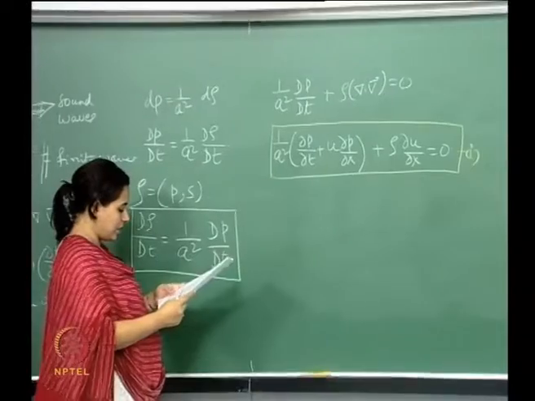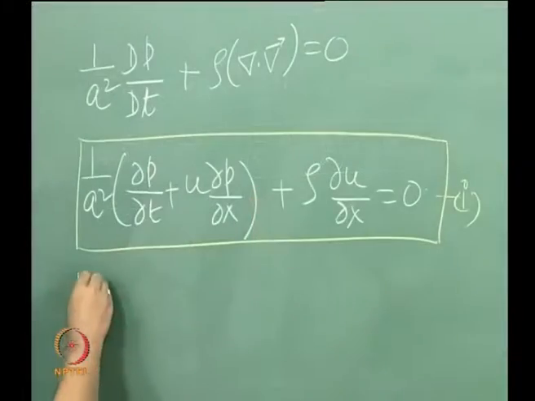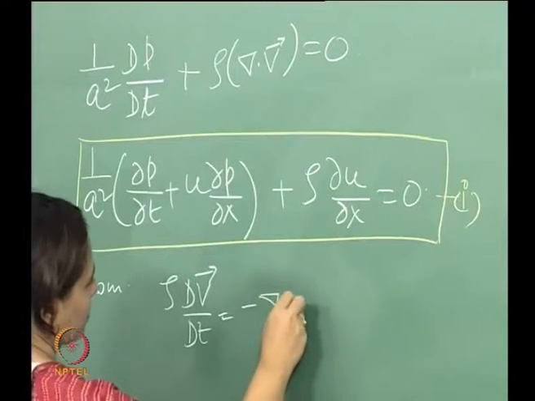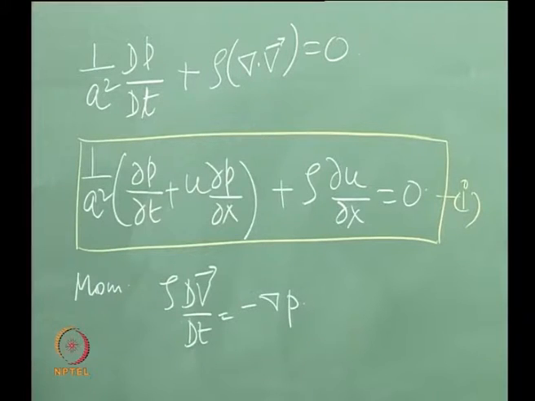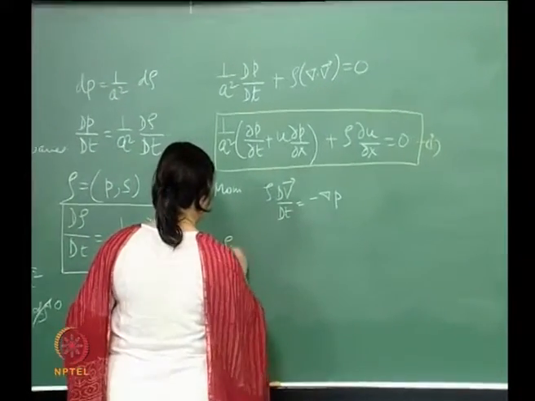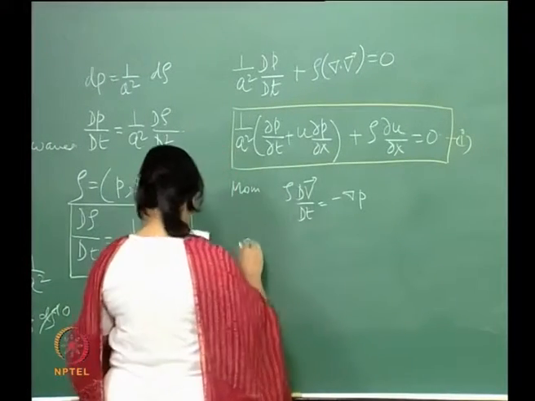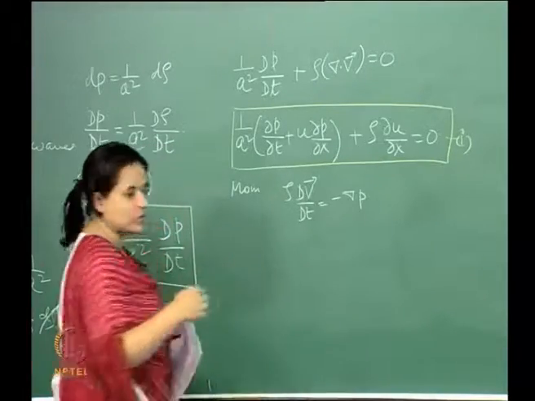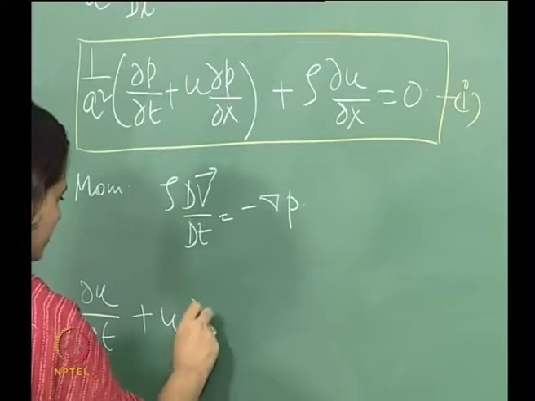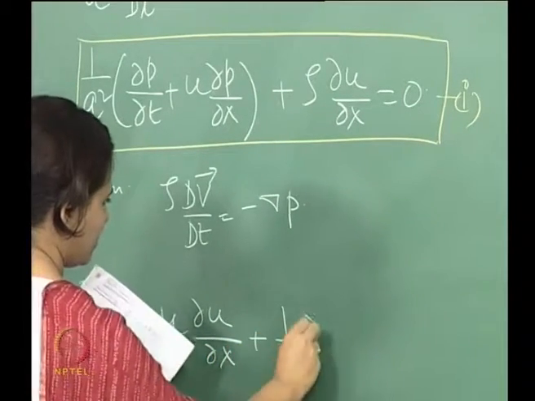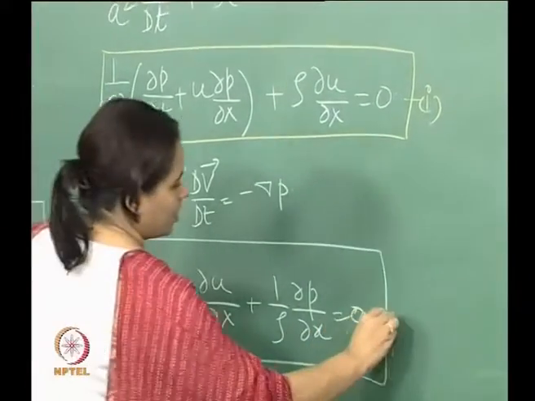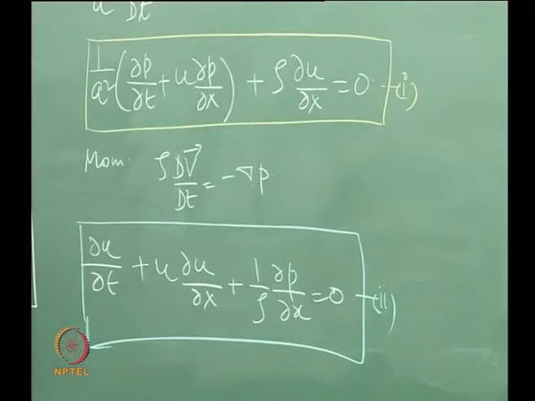Now, I have this momentum equation. From the momentum equation we get this, and we will write this again for a one dimensional case. I will rearrange this, and what I get here is essentially this. So, this is what I get from the momentum equation.